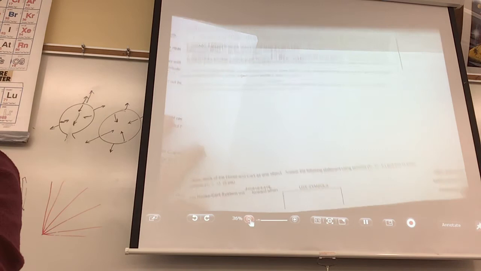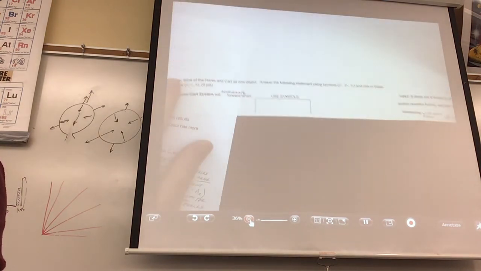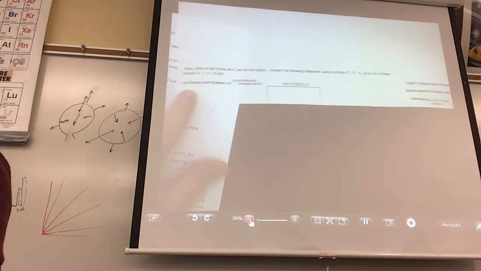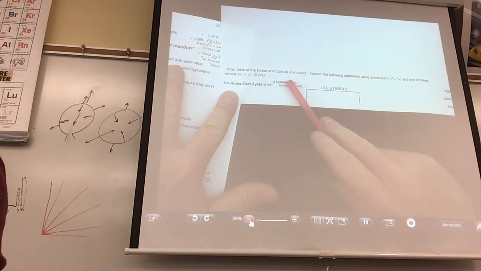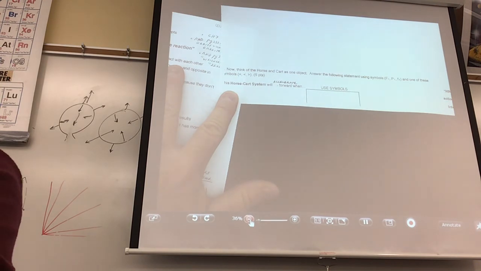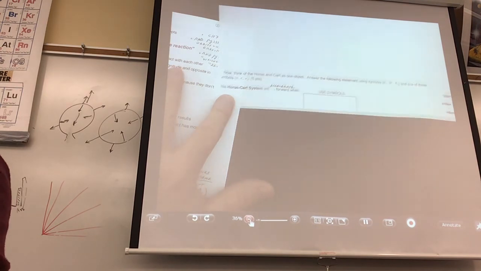And the last thing here, and this is for 5 points, is think of the horse cart now as one object. Answer the following statements using the symbols F1 or P1 or whatever you want to use, and use one of these symbols and tell me the horse cart system will accelerate forward when blank, blank, blank. If you want to say equals, greater than, less than, you can do that. So I want you to think about that.